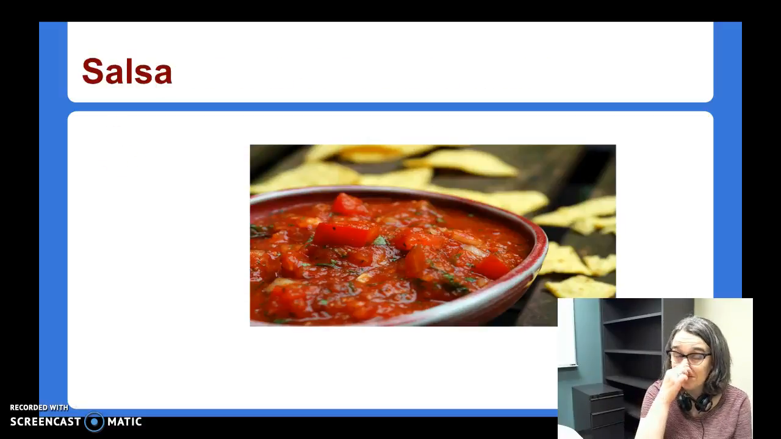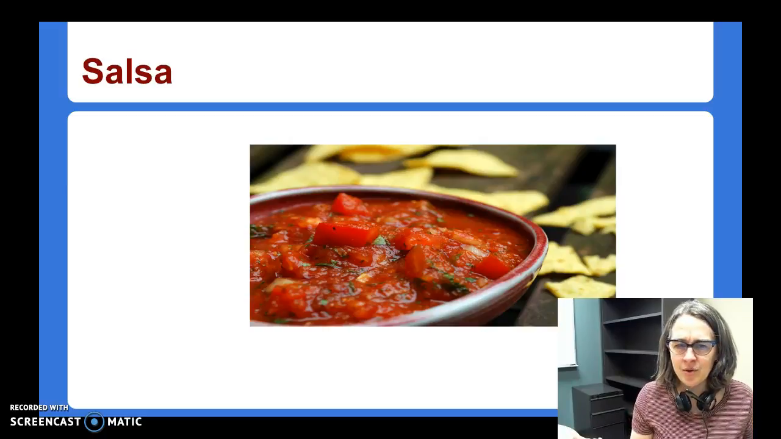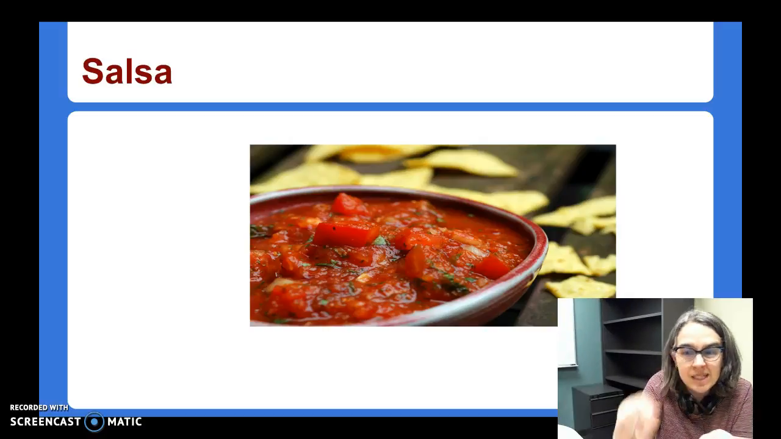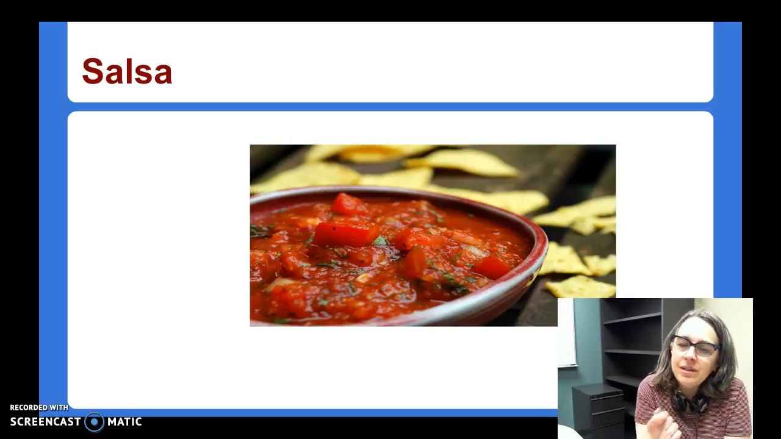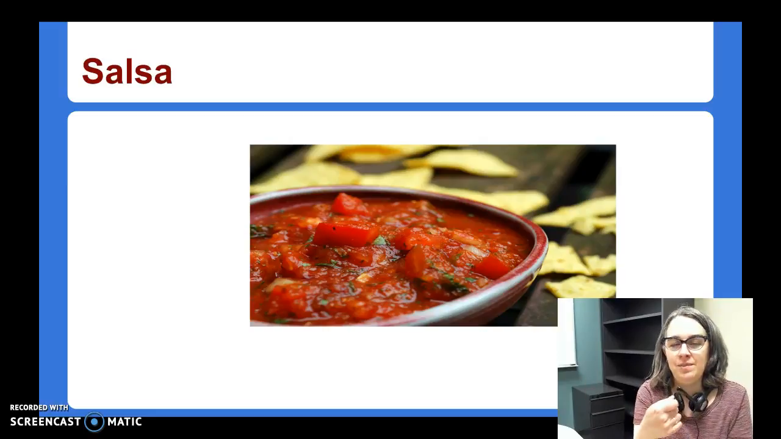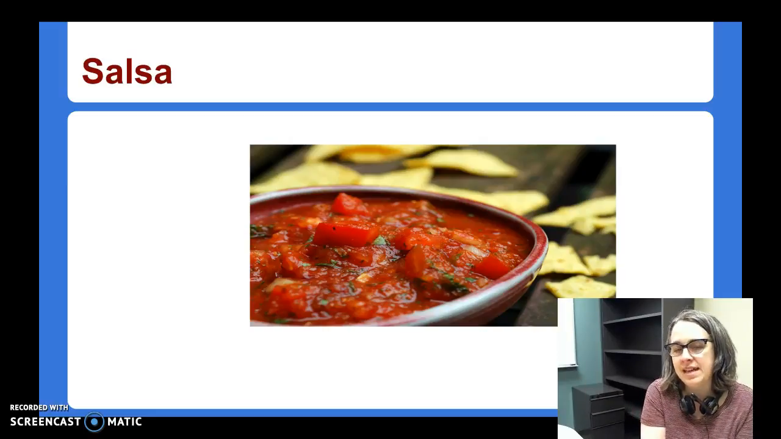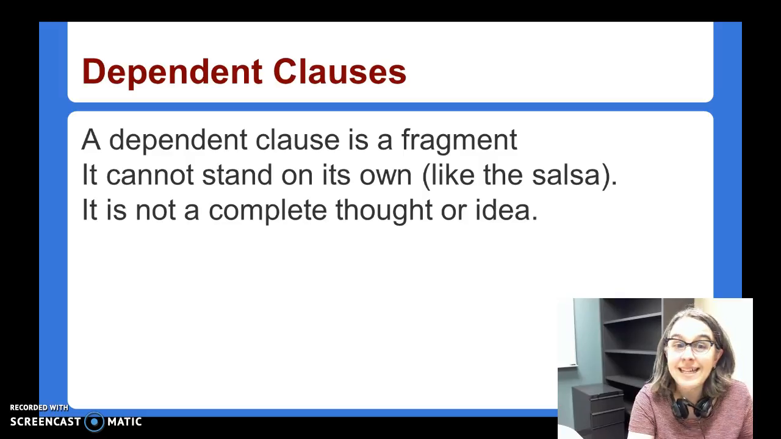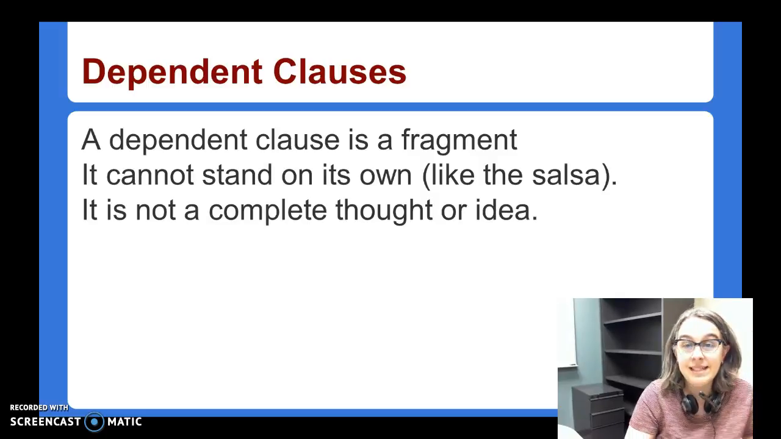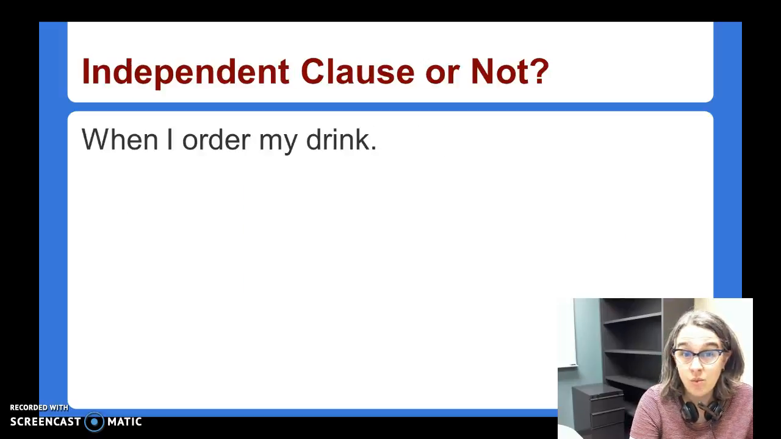So let's talk about salsa, right? We talked about tortilla chips and how they can stand on their own. Would any of you eat salsa all by itself? So most of us would not just take the bowl and drink it, nor would we get a spoon and just shovel it in. We know that salsa needs tortilla chips, right? The salsa can't really stand on its own. It is needing something else to function. So a salsa is like a dependent clause, and a dependent clause is a fragment. Can't stand on its own, does not express a complete thought or idea. So back here, where we said, when I order my drink, that's a dependent clause or a fragment.